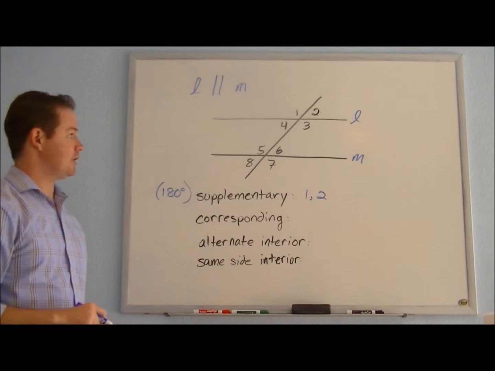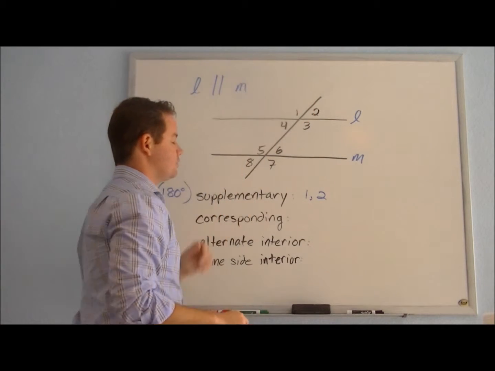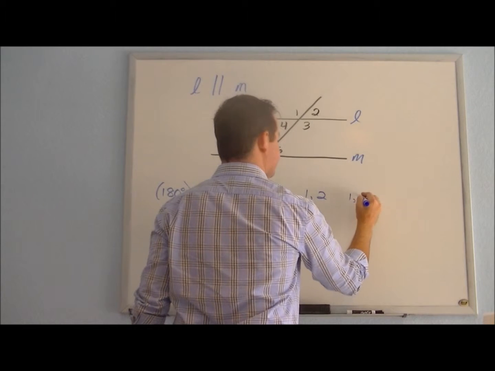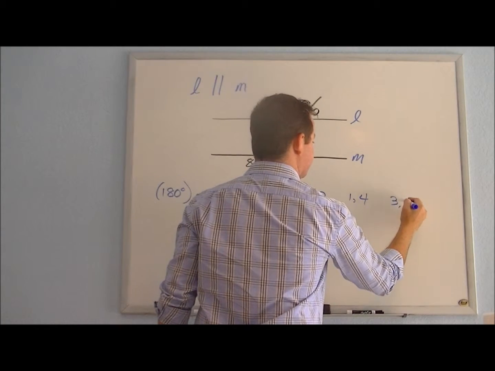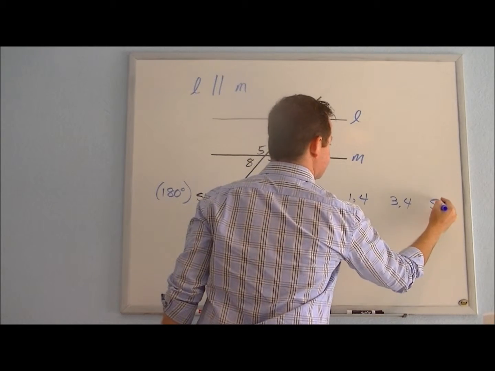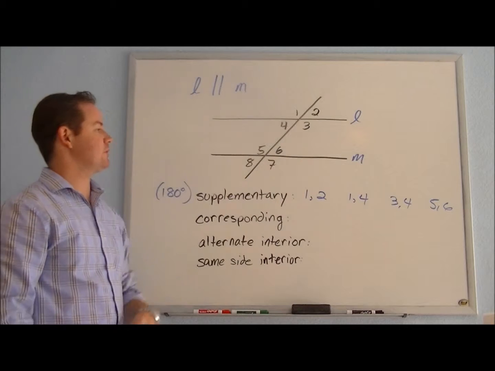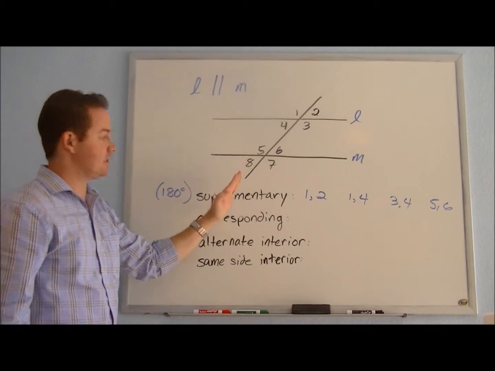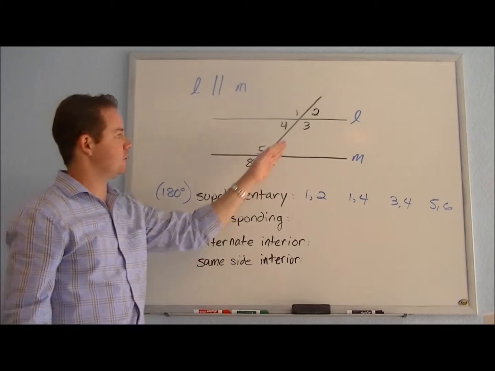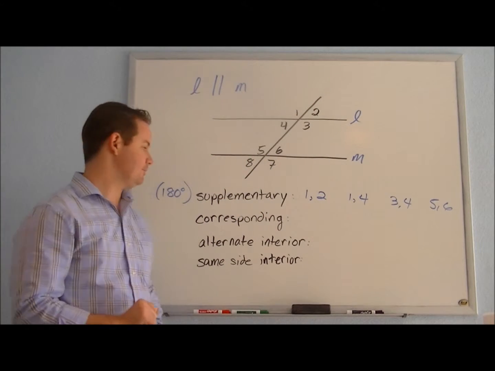A couple other examples here. 1 and 4, they go along this transversal line. So 1 and 4 would also be supplementary angles. 3 and 4, 5 and 6, etc. And there are several more examples that we could include from this figure. 6 and 7 are supplementary because they're along a straight line together. So are 2 and 3. So are 5 and 8, and so forth.